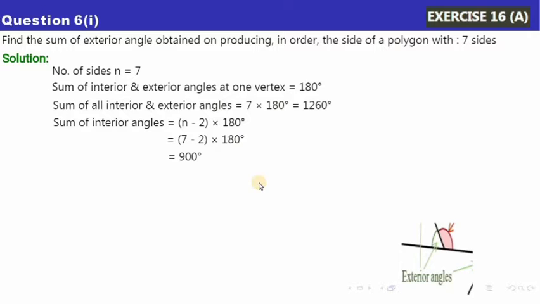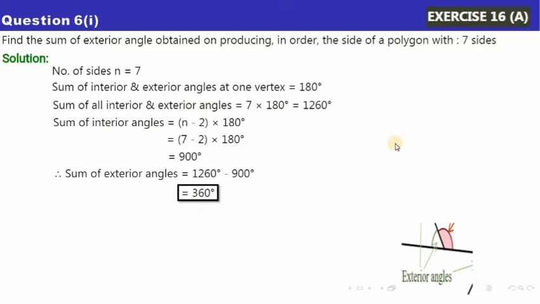So how do we find exterior? As you know, this contains both interior and exterior. From here we'll remove the interior angles, which is how much? 900. So the sum of the exterior angles will be this minus this, that is, we will remove the interior angles, and your total turns out to be 360 degree. Okay, so you need to mark this answer very, very carefully. So this is turning out to be 360 degree when the number of sides is 7.